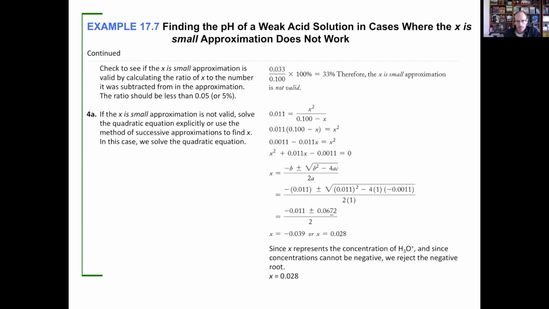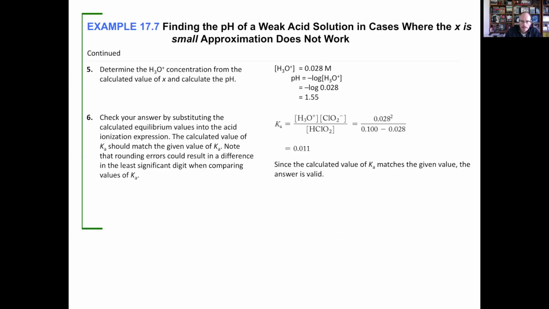So notice in the book, on the X is small approximation, we have a percent ionization of 33%, greater than the 5%. And the book chooses to solve it exactly using the quadratic formula. And they get the value that we got. In other words, our value through successive approximations converges to the exact value within the same number of sig figs. And notice in this case, when they do check the work, they put in the exact equilibrium values.